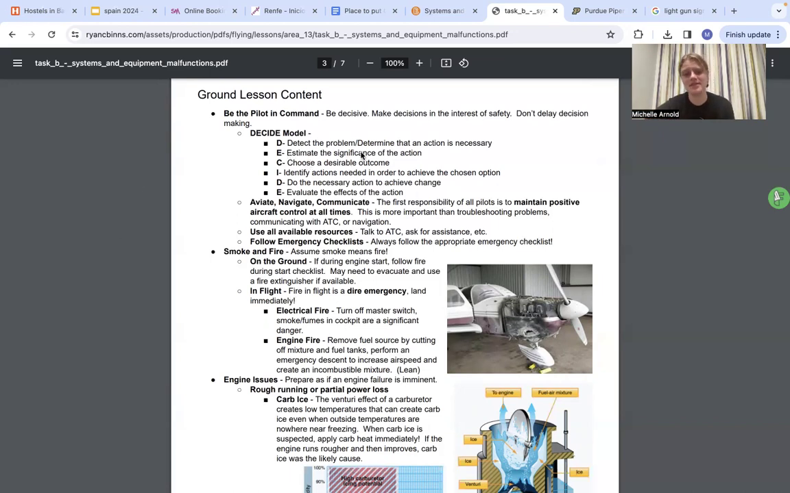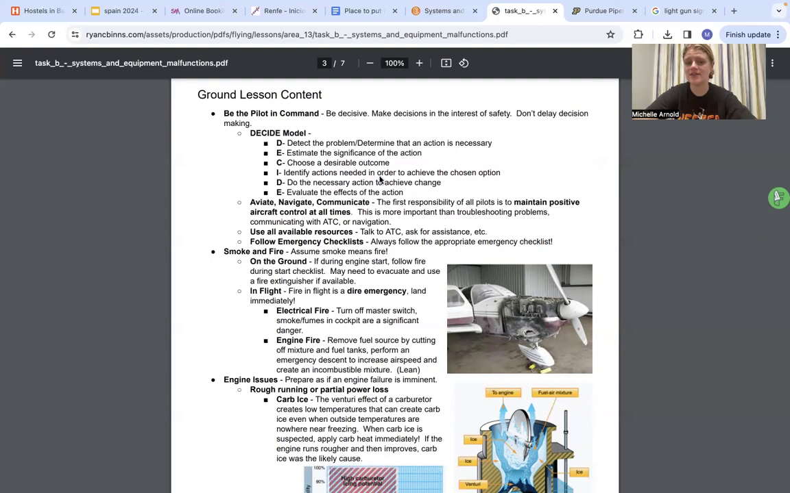Then you want to estimate the significance of the action. So this is with risk management. You want to decide how big of a problem this is and how quickly you need to act. And then choose a desired outcome. Are we landing the plane immediately? Are we trying to fix the problem? Do we have time to troubleshoot?